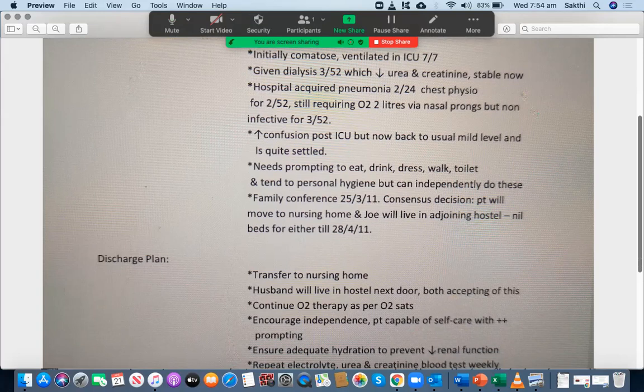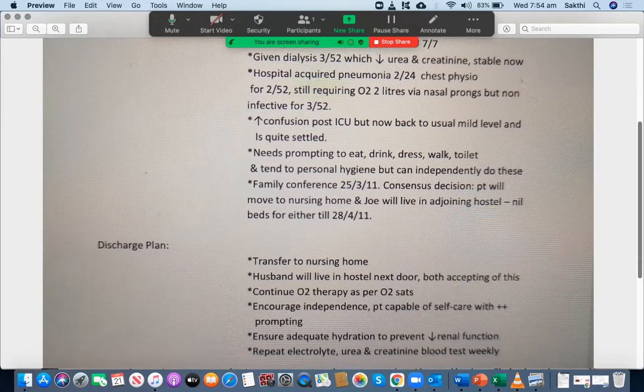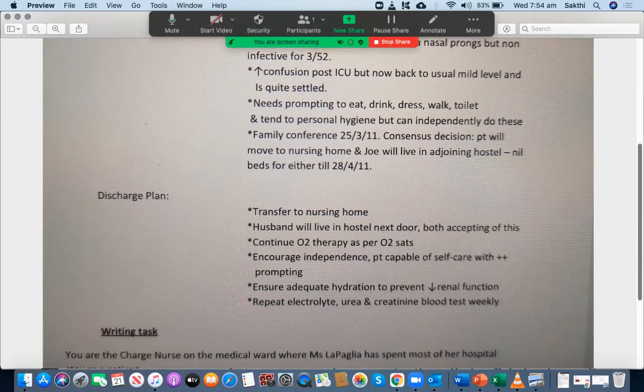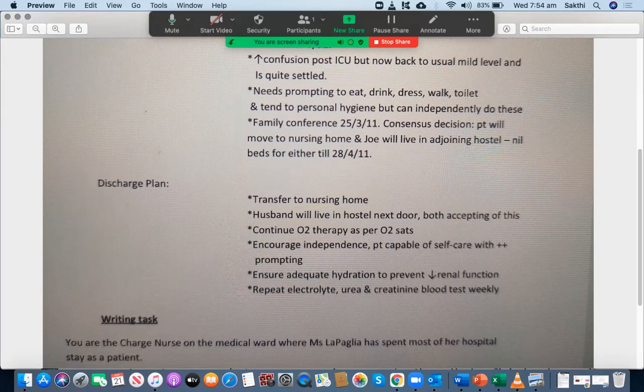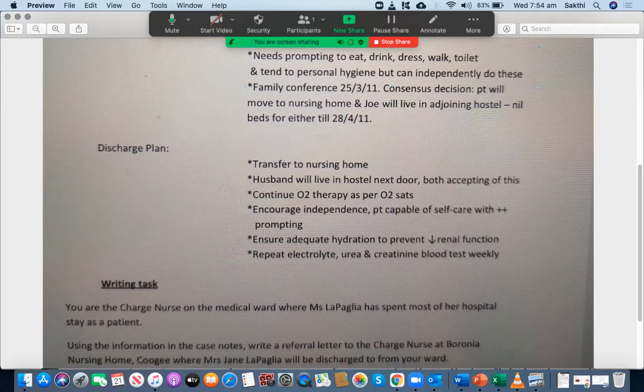All right. Still confusion post ICU now. But now back to usual mind level. It's quite settled. It's prompt time to eat, drink, and 2%. Okay, she needs encouragement in her living activities. Okay, family conference. That's okay. Patient to move to nursing home. Joe will be adjoining hospital. You should have mentioned this one. So this case note is also missing.